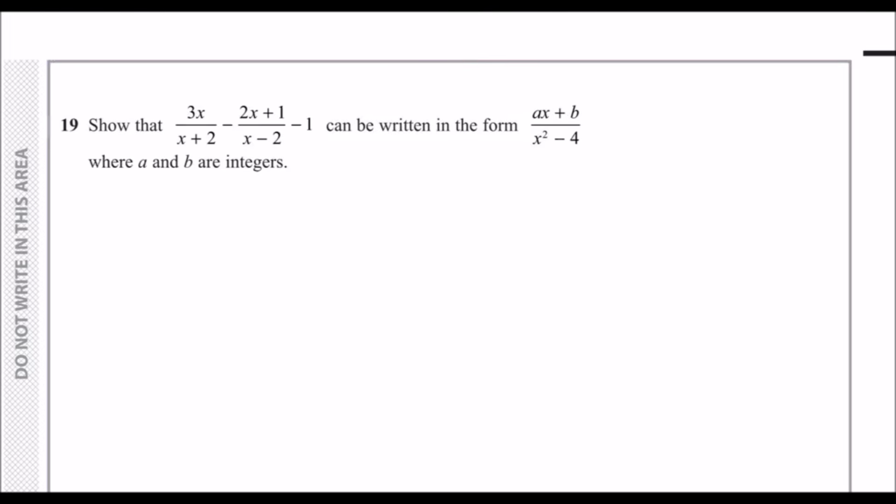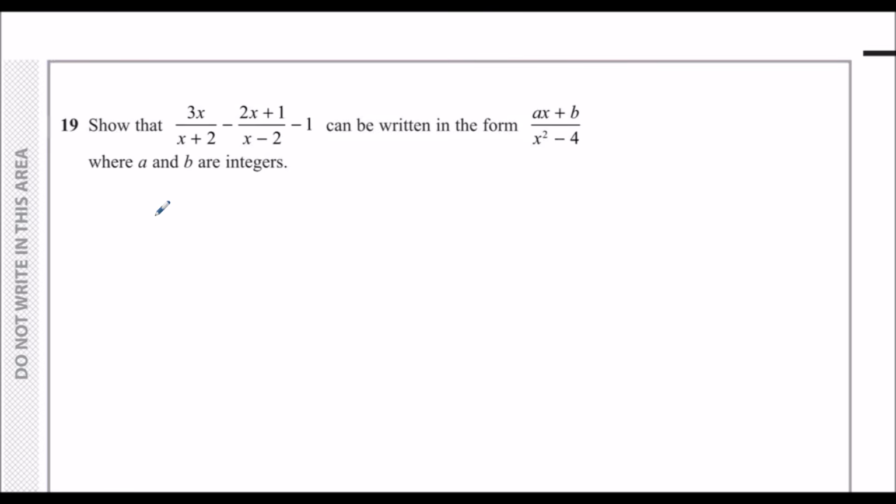Question 19. Show that 3x over x plus 2 minus 2x plus 1 over x minus 2 minus 1 can be written in the form ax plus b over x squared minus 4, where a and b are integers. So here we're taking away fractions, and to take away fractions, we need the denominators to be the same. So that's what we're going to do here. We're going to make the denominators the same.